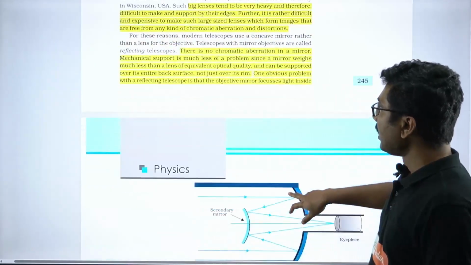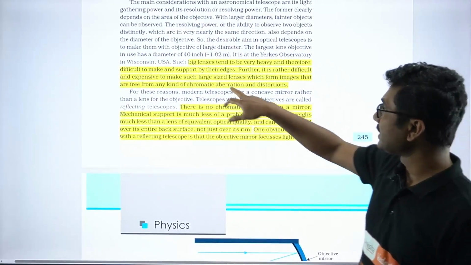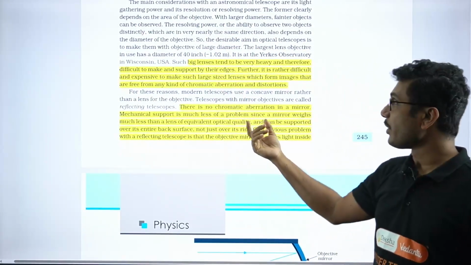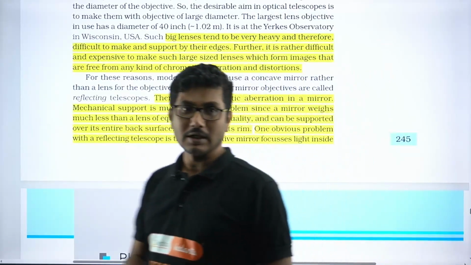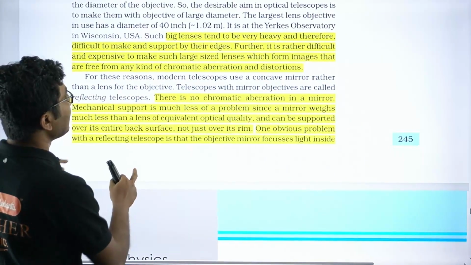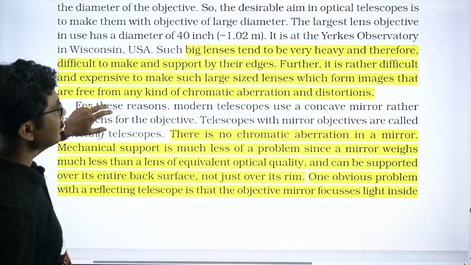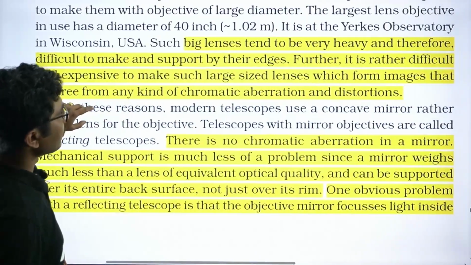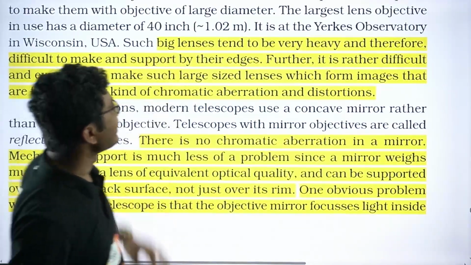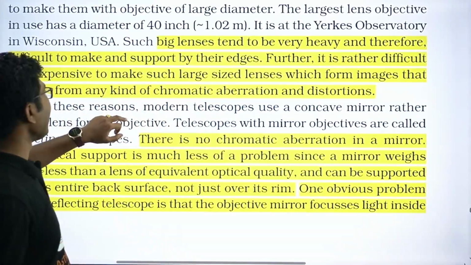Okay, now let's see what the observability says. This is a part from where a question came in the last year. So let's understand this paragraph clearly. Advantages and disadvantages of lenses. Different types of telescopes. First, big lenses tend to be very heavy and therefore difficult to make and support by their edges.